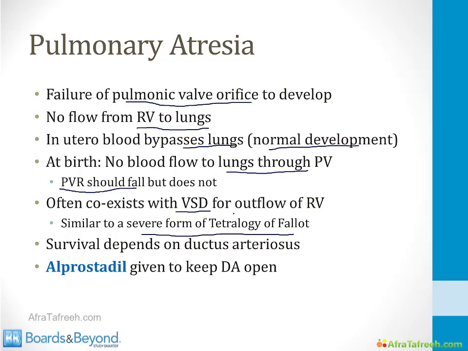And for a baby to survive with this condition, they need the ductus arteriosus to stay open. That allows blood to flow into the lungs, bypassing the atretic pulmonic valve orifice. And for that reason, the drug alprostadil is given to babies with this condition to keep the ductus arteriosus open.